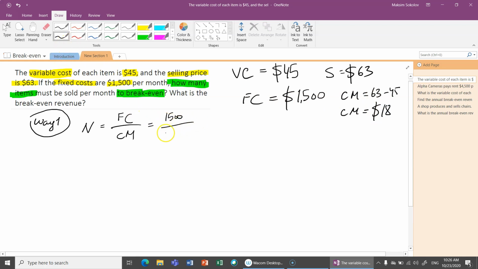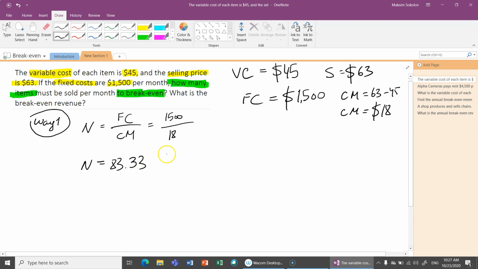We will use this $18 right here. Therefore, we find n is 83.33. But we cannot sell 83.33 items unless this item is something which we can split into smaller parts, such as if that item is, let's say, a kilogram of wheat, then probably we could sell 83.33 kilograms of wheat. But if these items are not divisible, then we will be talking about 84 items.